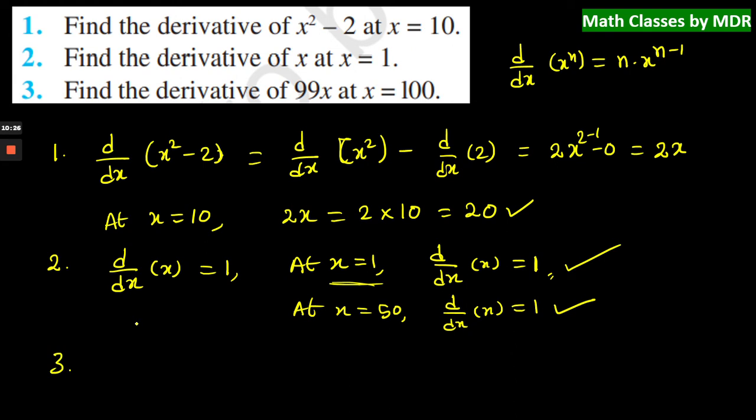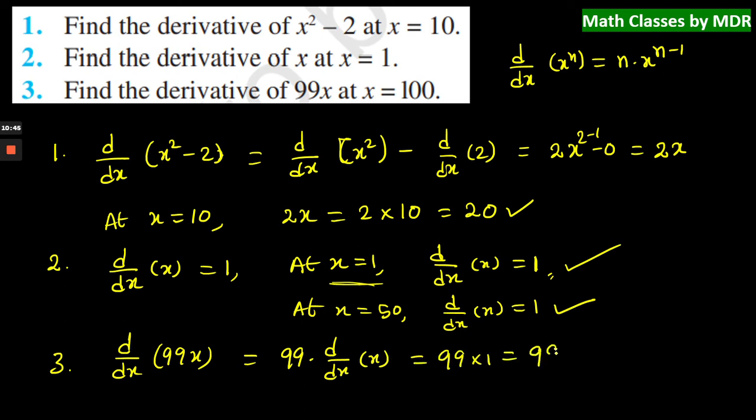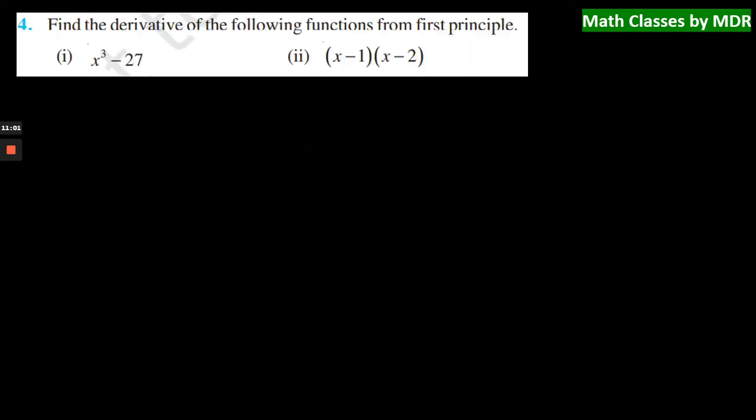Now let's see the third one. Find the derivative of 99x at x is equal to 100. So, let's see that d by dx of 99x is equal to, so 99 can be taken out of the differentiation. So d by dx of x is nothing but 99 into 1, which is equal to 99. Again, we got the constant. So irrespective of the value of x, it is always 99. d by dx of 99x is always 99 only, irrespective of the x value. Now let's see the fourth one.